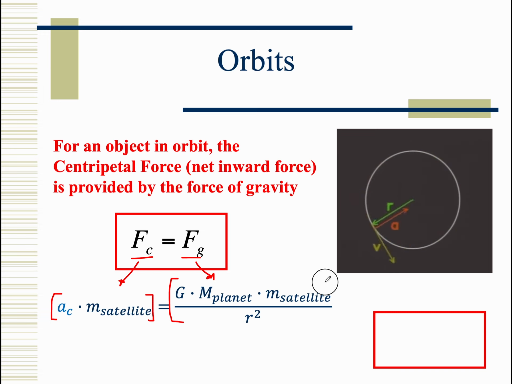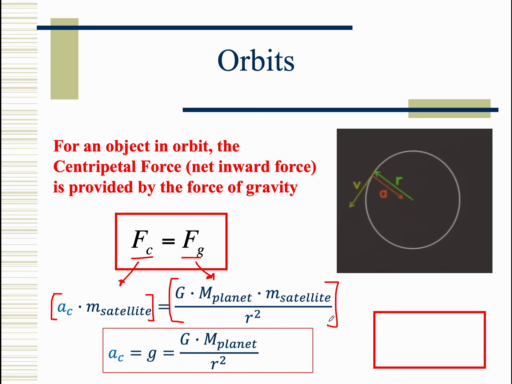Notice that the mass of the satellite occurs on both sides. So we can cancel that out. And if we did, we get this. The centripetal acceleration is equal to this. But you might remember this is actually the equation we used just a slide or two ago for g. So what else is true for things in orbit? The centripetal acceleration is equal to the acceleration due to gravity at that distance. So you can use either one of these ideas when you're calculating orbits.